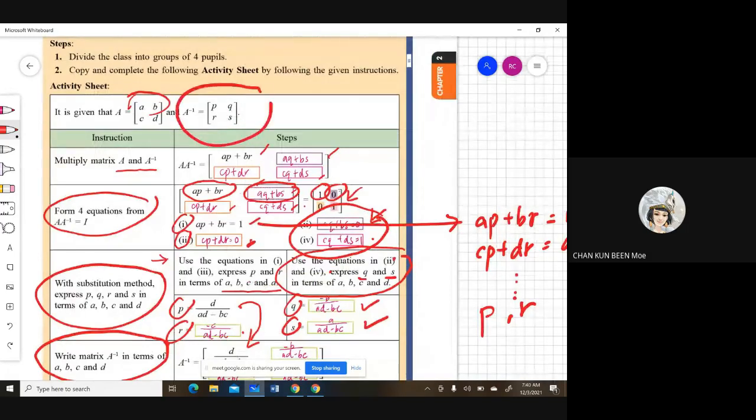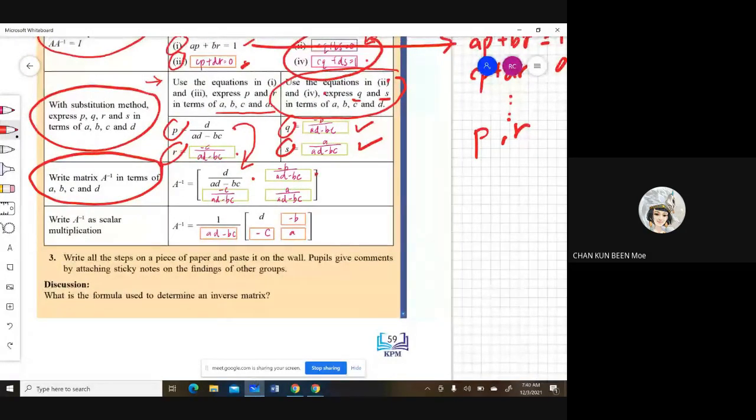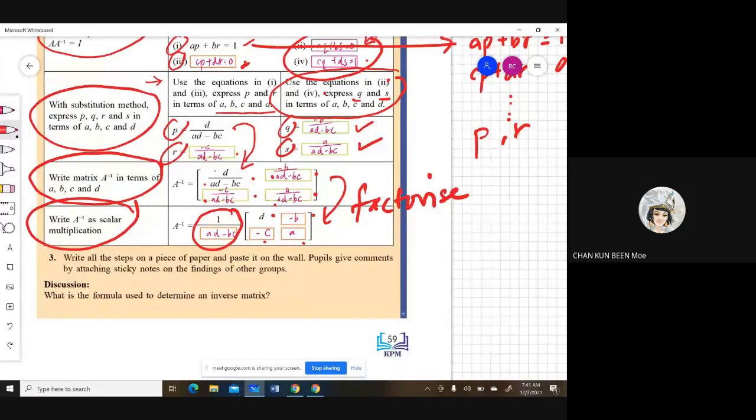So you just substitute everything, the values, into the inverse matrix of A. Okay, so you have these four elements in, and then we write the inverse matrix of A as a scalar multiplication. If we write it in the form of scalar multiplication, you can see all of these contain AD minus BC, AD minus BC, AD minus BC. So it will be 1 over AD minus BC, and the rest will be D, negative B, negative C, negative A. We factorize it. Okay, so the factor is 1 over AD minus BC.